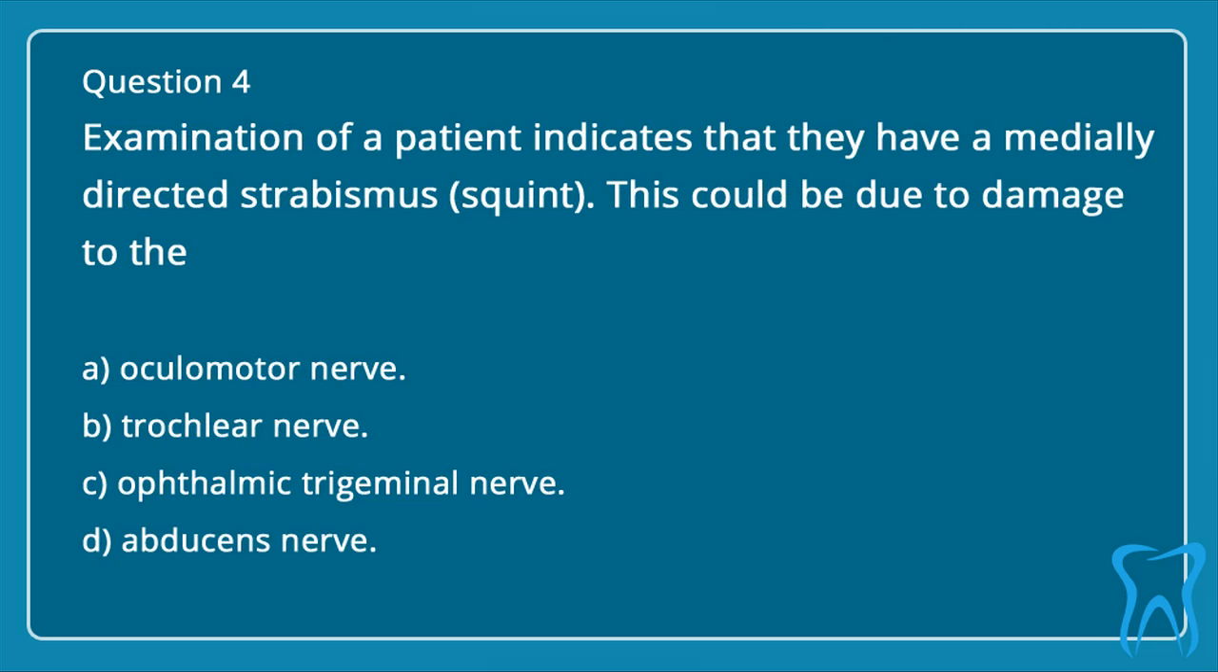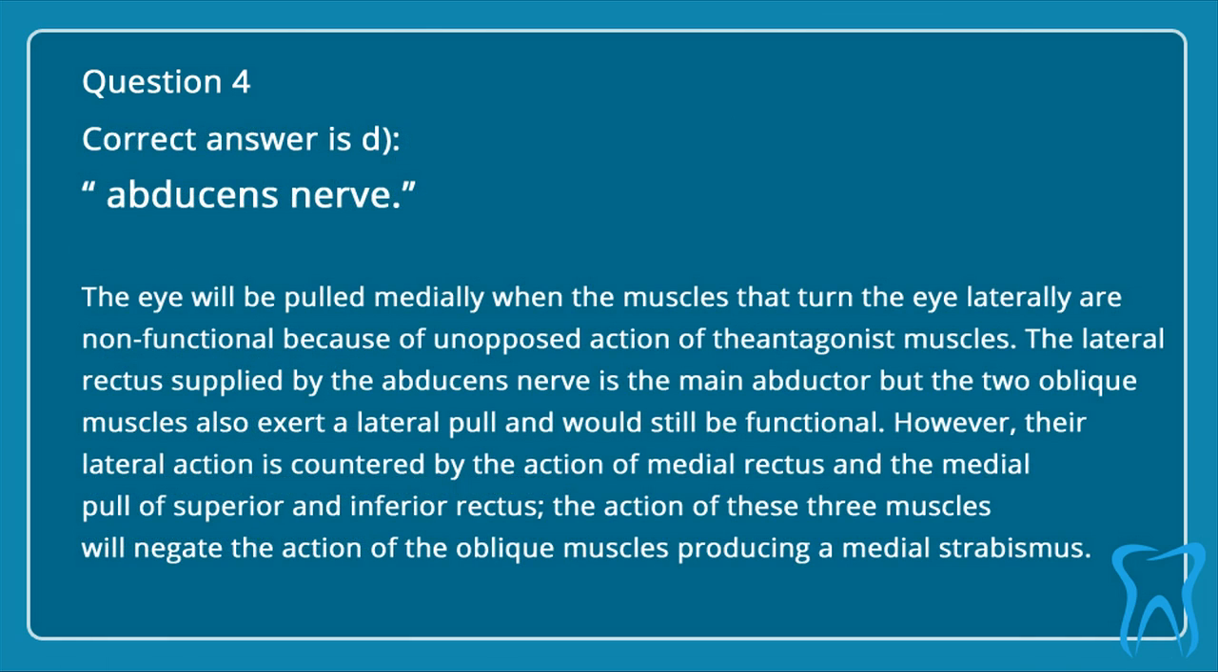Question 4. Examination of a patient indicates that they have a medially directed strabismus, squint. This could be due to damage to the a. Oculomotor nerve. b. Trochlear nerve. c. Ophthalmic trigeminal nerve. d. Abducens nerve. Correct answer is d.